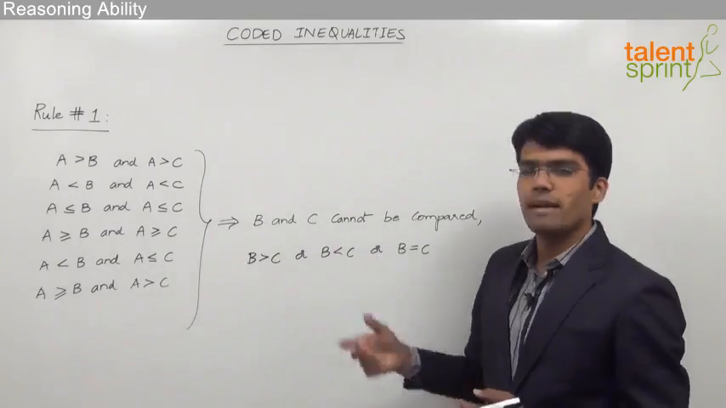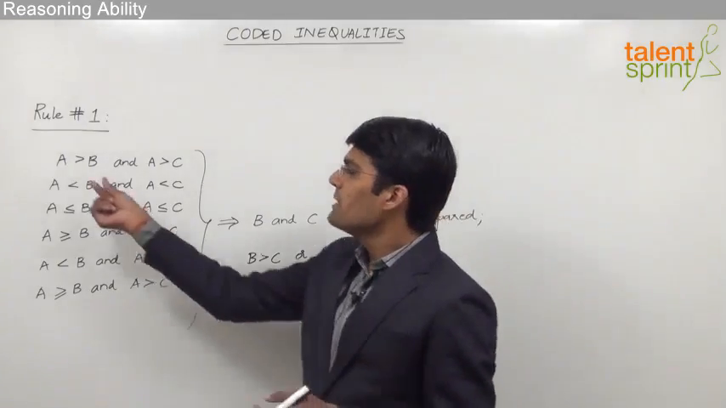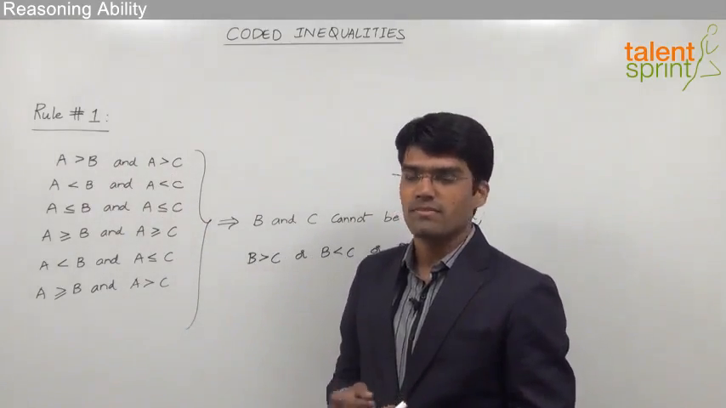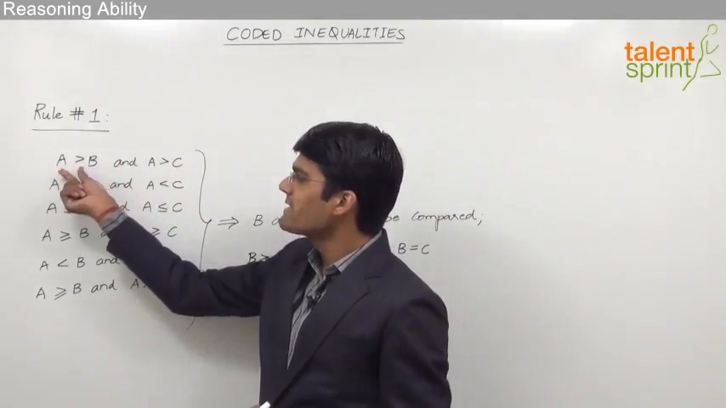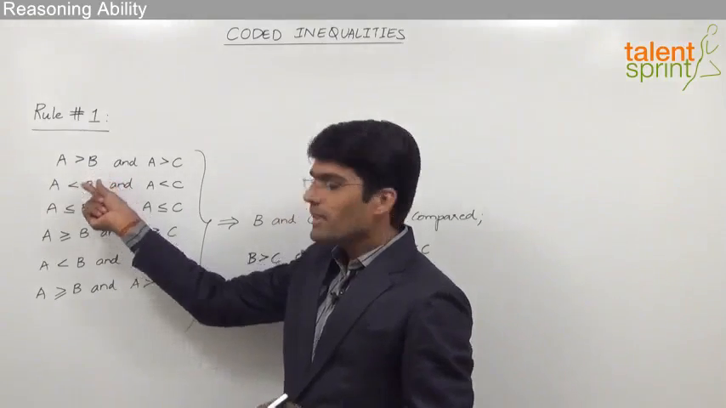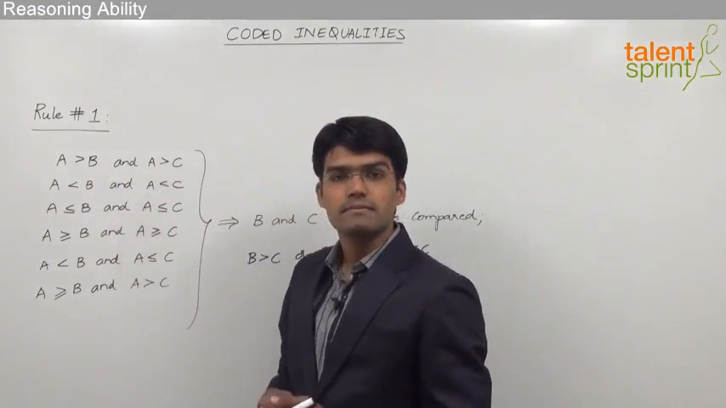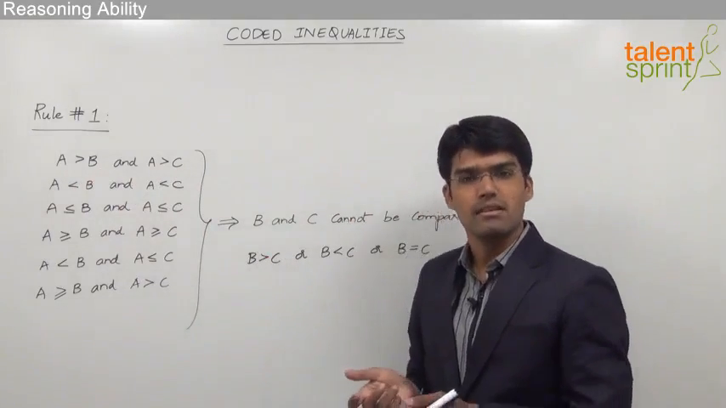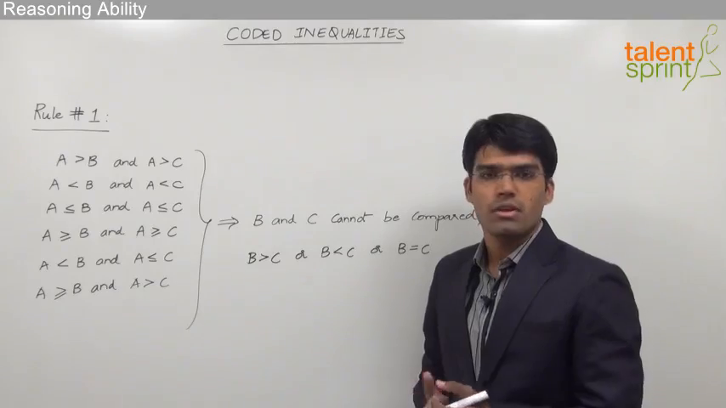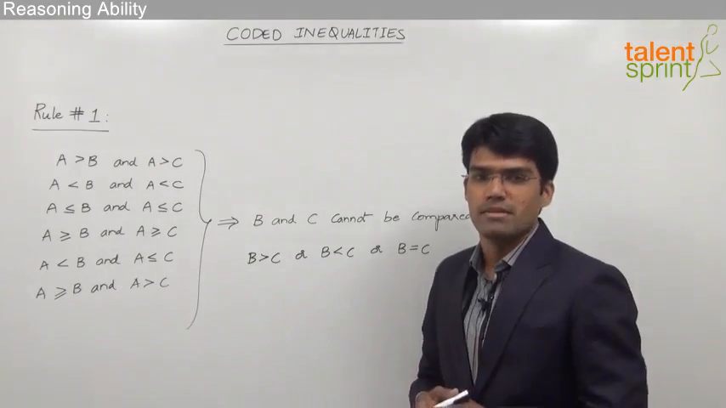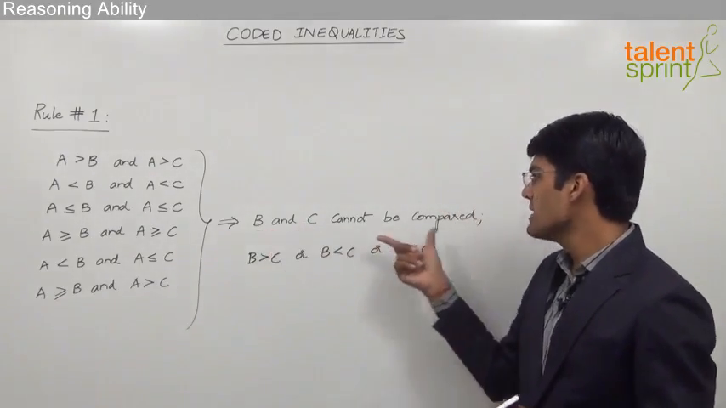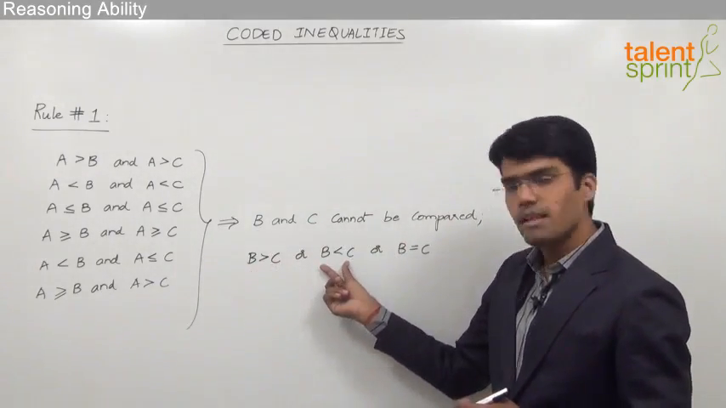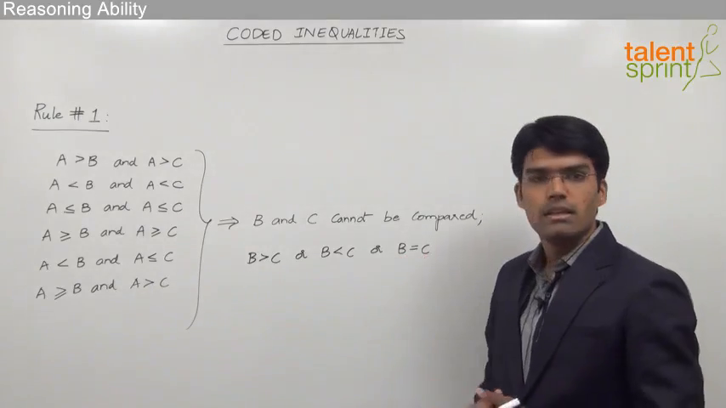To understand this better, let us assume that A, B, C are three students and we are comparing the heights of these three students. The first case says A is taller than B and A is taller than C. So from this we can say that A is taller than B and C. But among B and C, who is taller and who is shorter cannot be established. That is the reason we say that B and C cannot be compared. Among B and C, B can be taller than C, B can be shorter than C, or B can be equal to C.